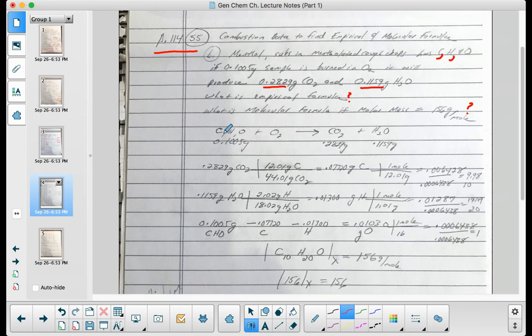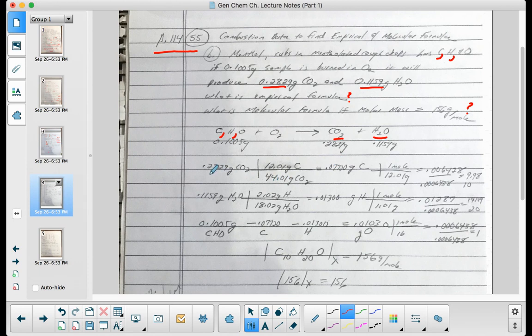Okay, so here's what it looks like. I have carbon, hydrogen, and oxygen in my hydrocarbon. And I know the mass of it. I know it reacts with oxygen. We're going to talk about combustion reactions in a few minutes. I know it reacts with oxygen, and a combustion reaction always produces carbon dioxide and water. And so I know the amounts of each of my products.